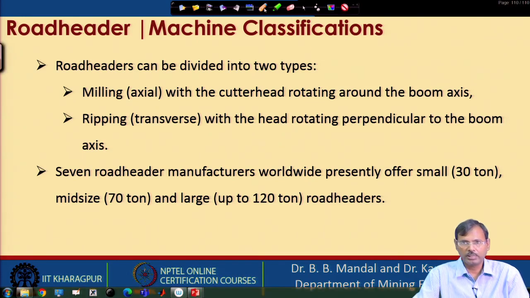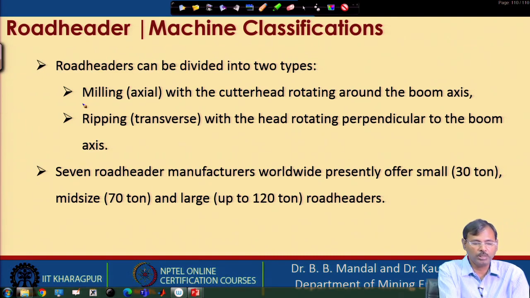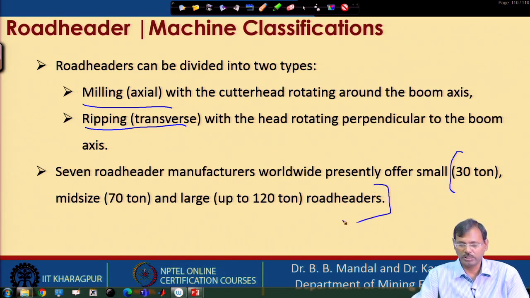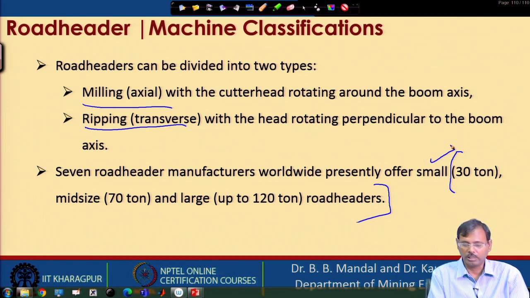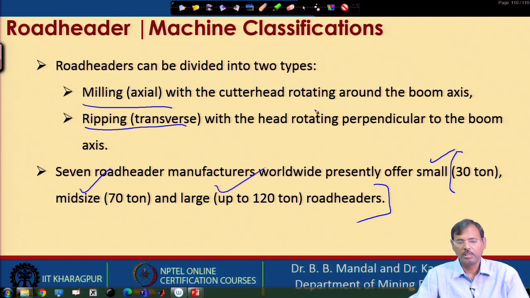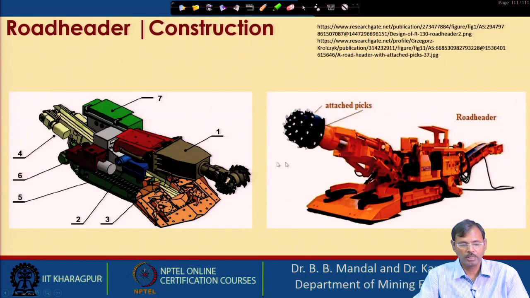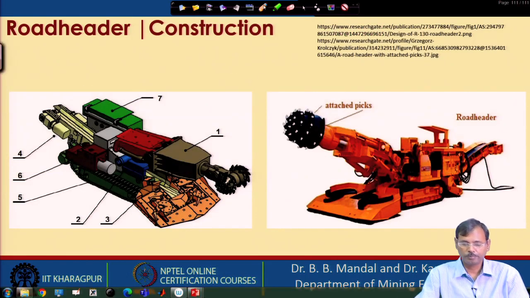Road header is basically classified in two groups, one is a milling type, another is ripping type, and also road header is often specified with its weight. We will discuss why this weight is important. It is a light road header, medium size road header, or heavy road header, basically considered in three ways. Let us first look into the milling type and ripping type road header.